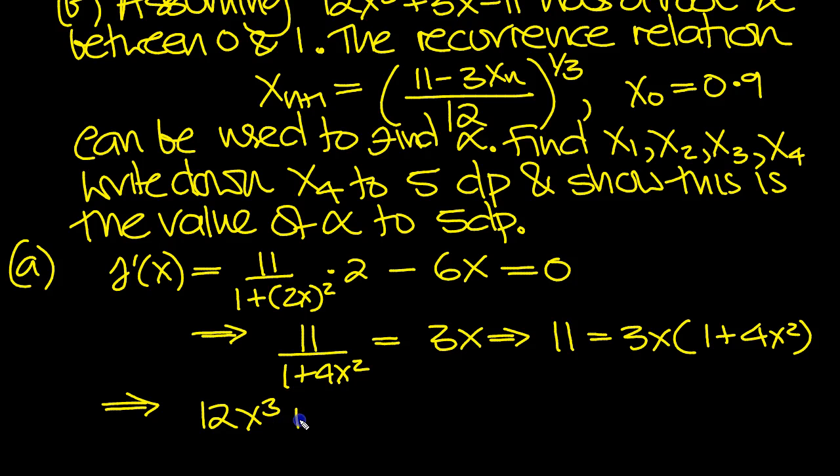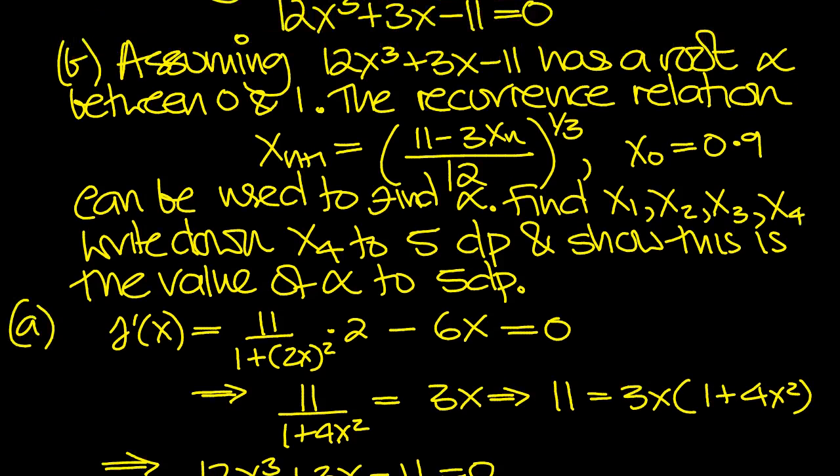plus 3x, and then move the 11 over to be with it, minus 11, and there's nothing left on the other side, and I've written it down from right to left. So there's the cubic equation that we needed to show.